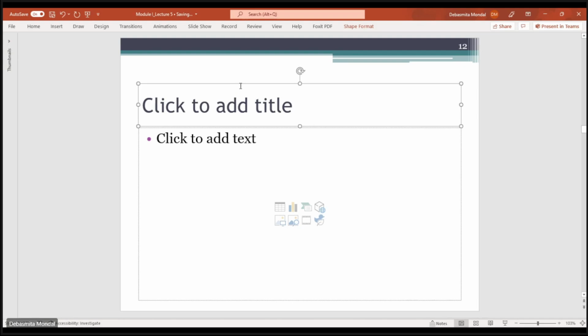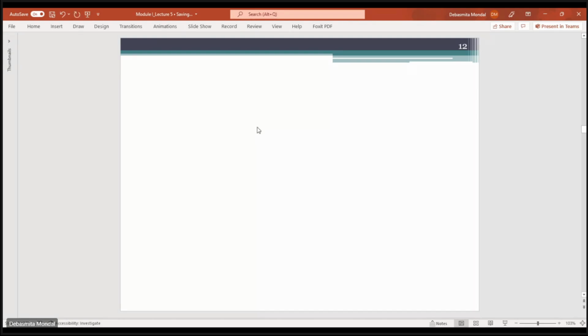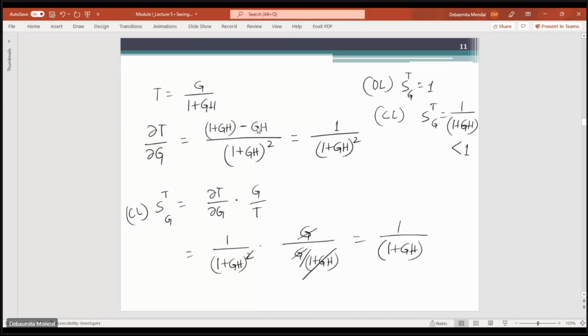So this was the parameter variation with respect to any variation in G. This calculation is for variation in the value of G. So if there is any variation in the value of G, how is the sensitivity of my system affected in the case of an open loop system and in the case of a closed loop system?